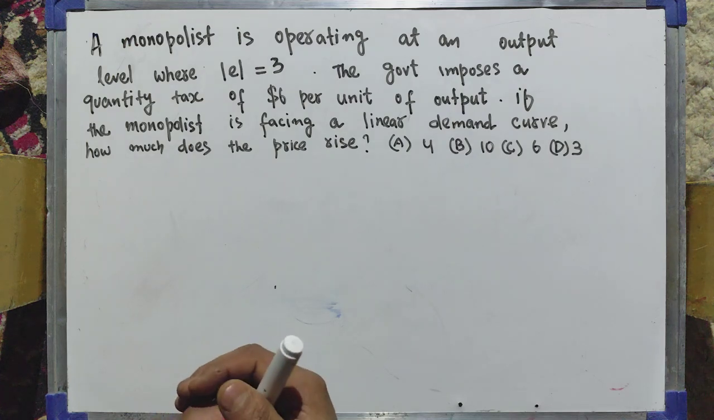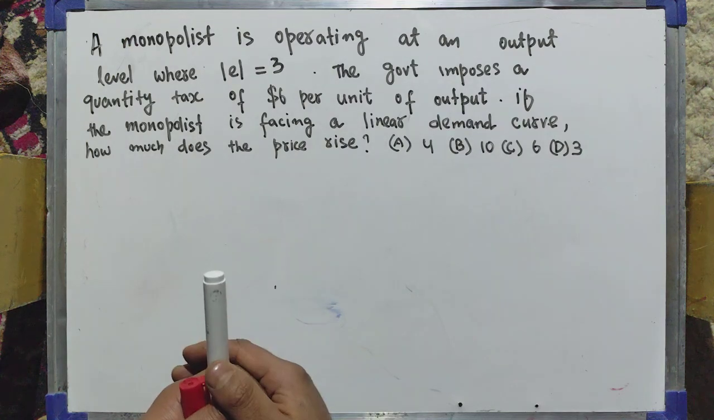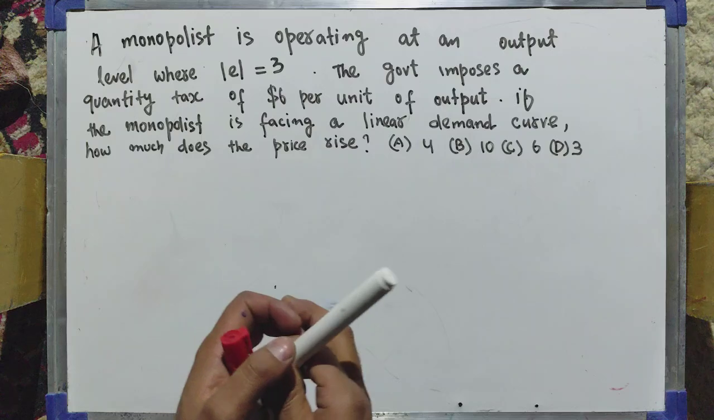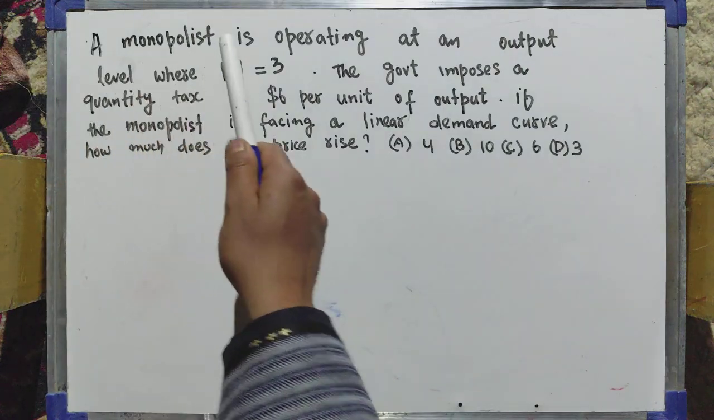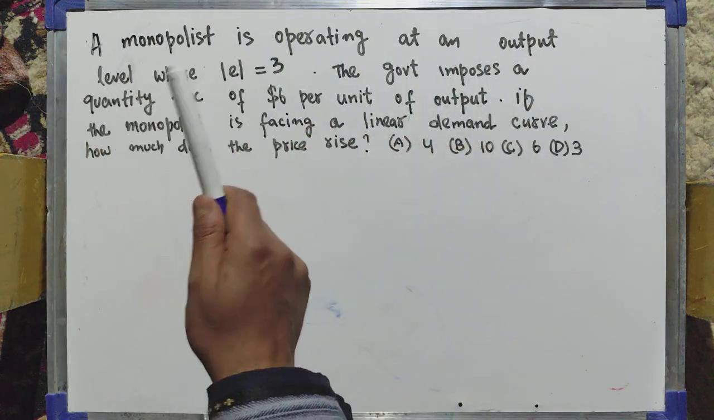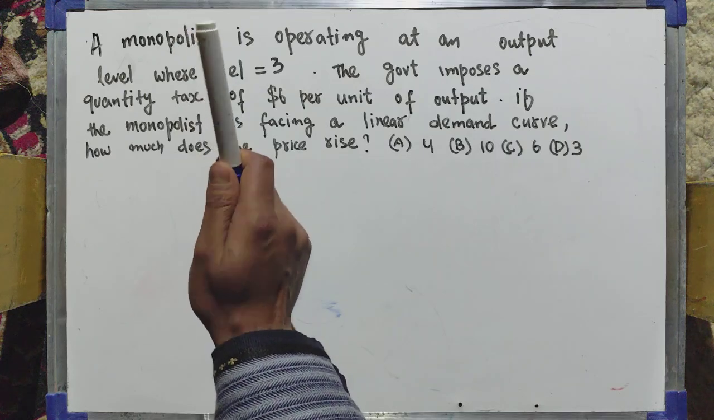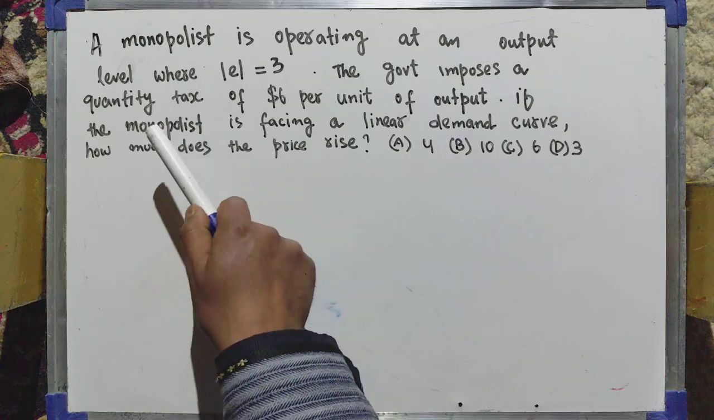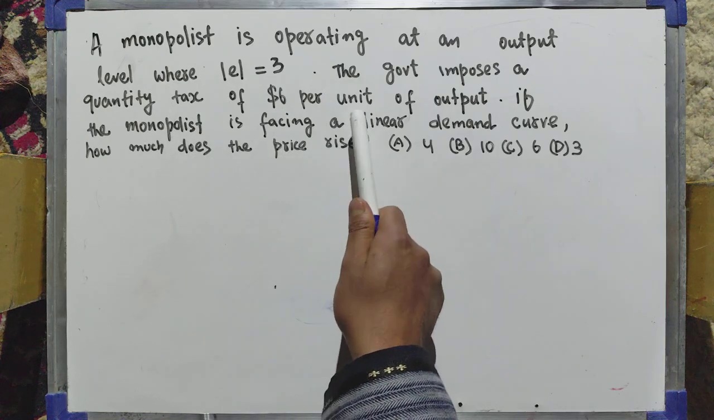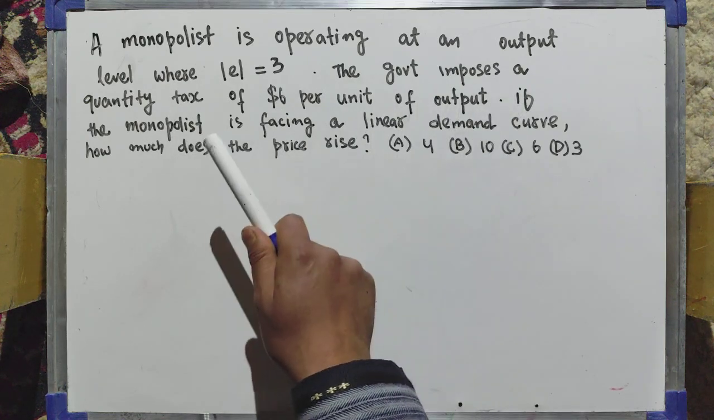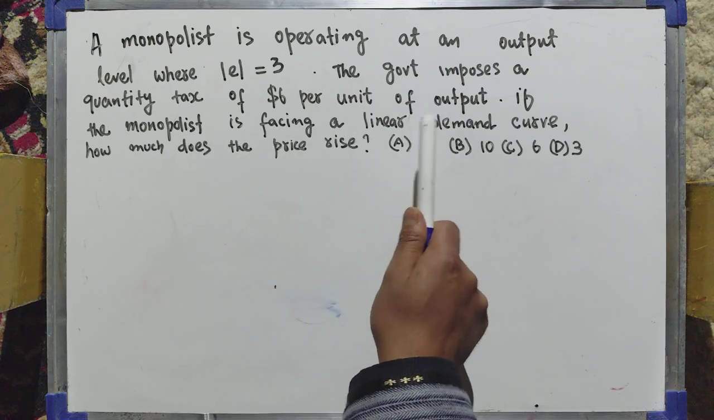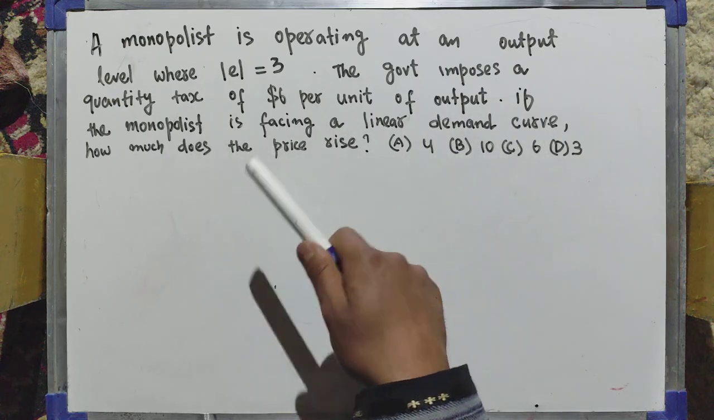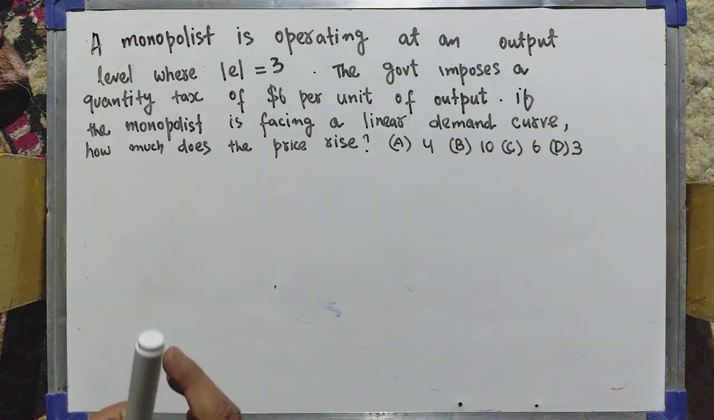In this video, we will solve a question on the impact of the per unit price in case of monopoly. The question is, a monopolist is operating at an output level where the absolute price elasticity of demand is equal to 3. If government imposes a quantity tax of $6 per unit of output, and if the monopolist is facing a linear demand curve, how much does the price rise?